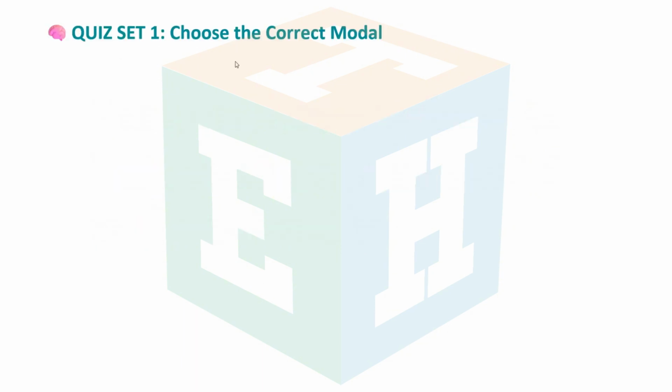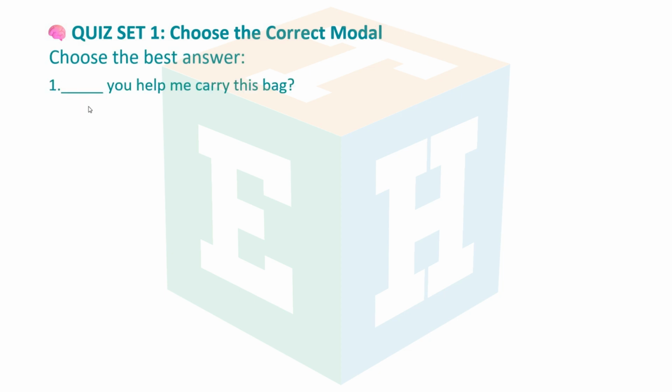Quiz set 1. Choose the correct modal. Choose the best answer. Number 1. Blank you help me carry this bag? A. Must. B. Can. C. Should. Answer is letter B. Can you help me carry this bag?